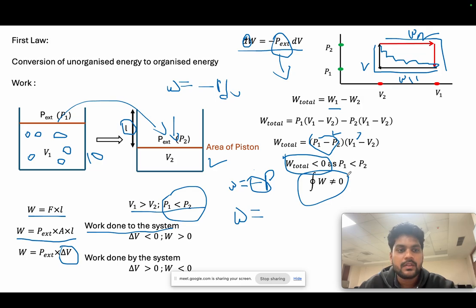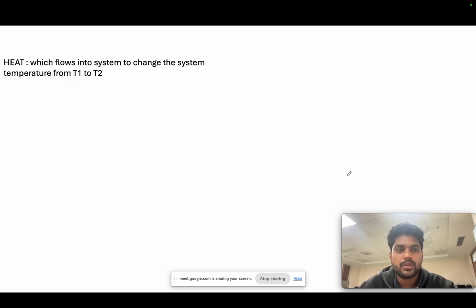Once we are done with the work concept, we will go to heat. So basically, what does heat say? Heat has the same properties as work, which says that V1 will be greater than V2 and P1 will be less than P2.